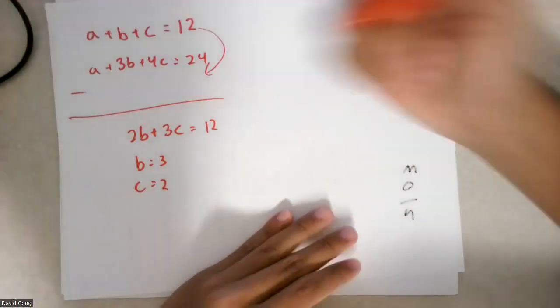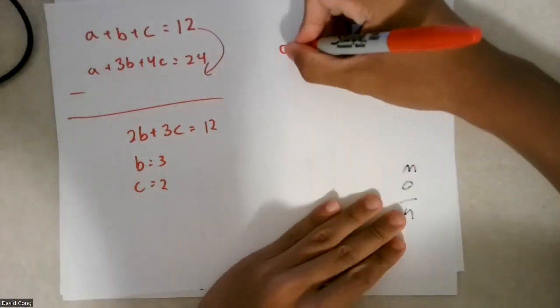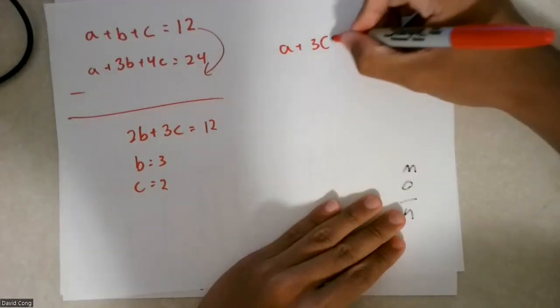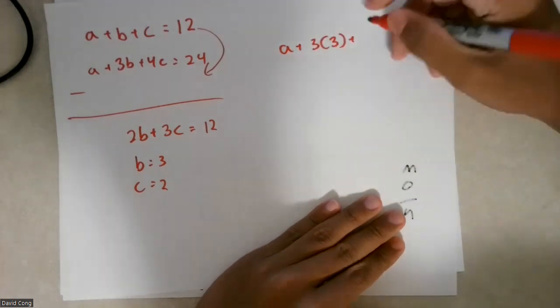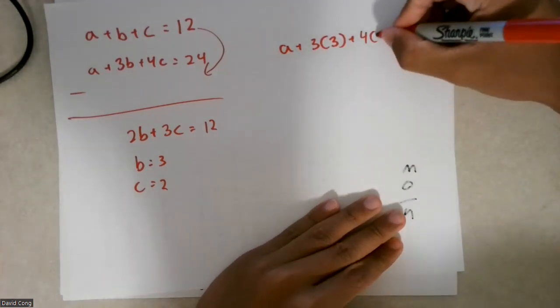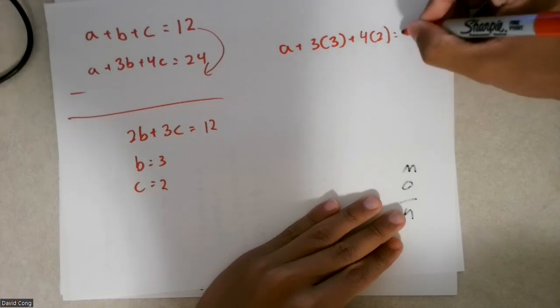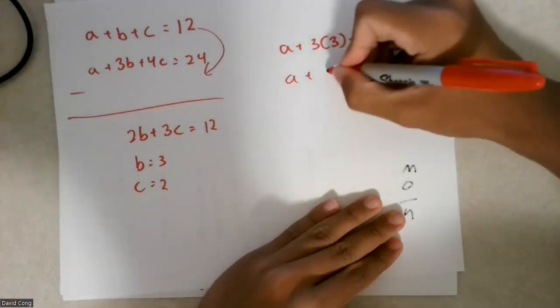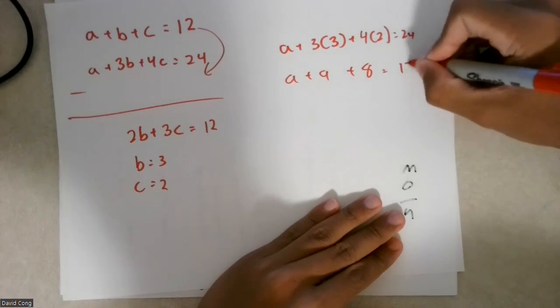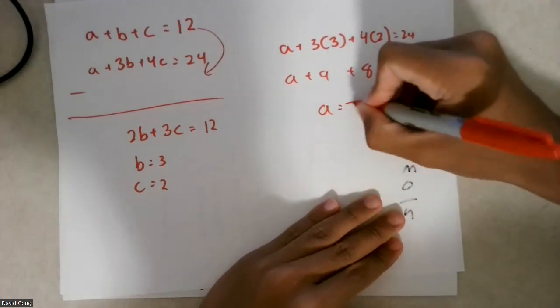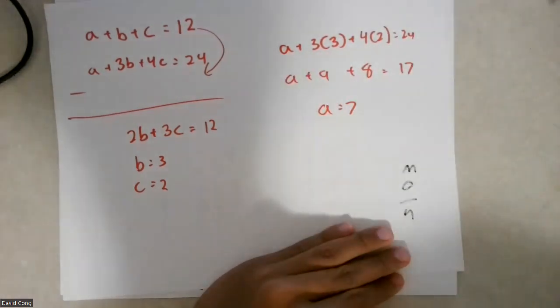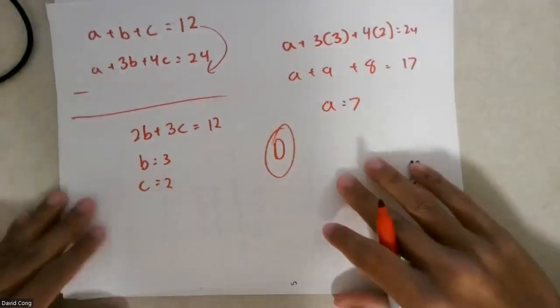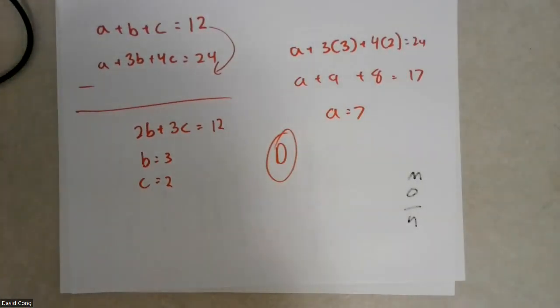So now we can find A. We spent $9 on those socks, plus $8 on these socks, equals $24. So we get A plus 9 plus 8 equals 17. So you get A equals 7. Which means it's D. He bought 7 pairs of socks that cost $1.